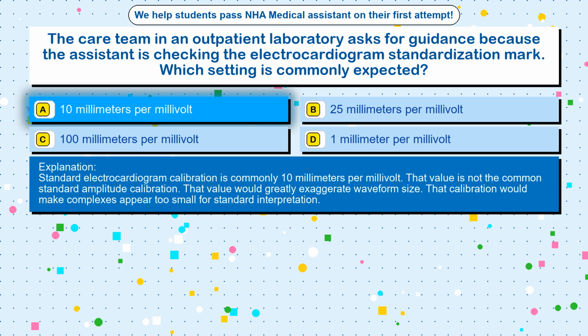Standard electrocardiogram calibration is commonly 10 mm per millivolt. That value is not the common standard amplitude calibration. That value would greatly exaggerate waveform size. That calibration would make complexes appear too small for standard interpretation.